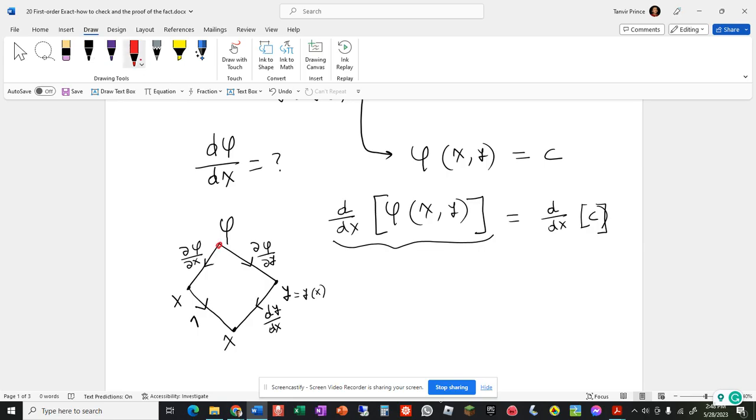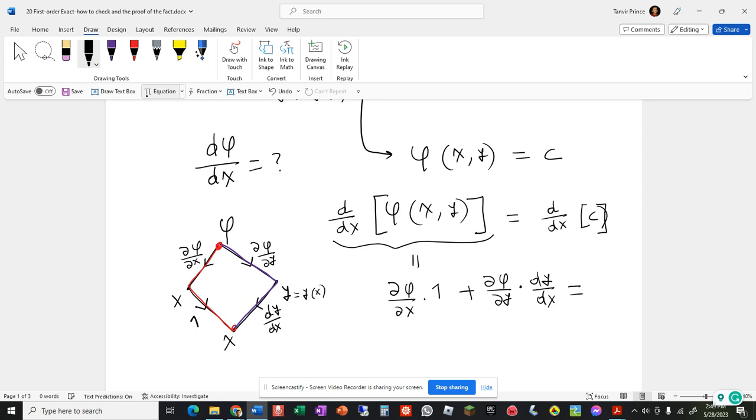So to go from phi to x, I have two paths. One in this way, and the other one is this way. So if I apply the chain rule, this red path is the partial of phi with respect to x multiplied by 1, plus the purple path, the partial of phi with respect to y multiplied by dy dx. So that's the purple path.